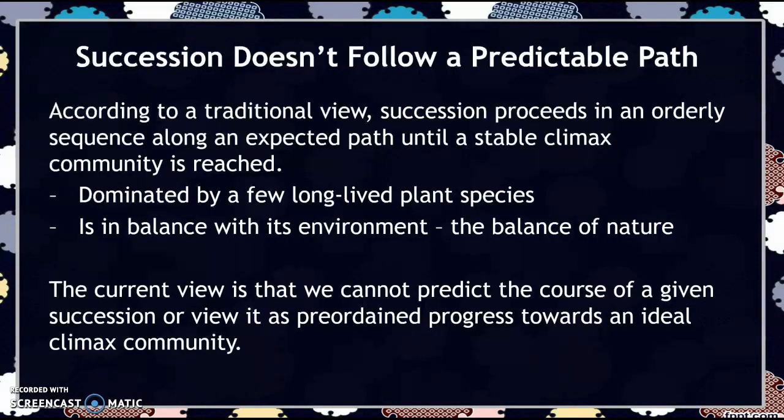So according to our traditional view, succession proceeds in an orderly sequence with a long and expected path until we get this stable climax community. This climax community is dominated by a few long-lived plant species, and when we have this balance of nature, or it's in balance with the environment, that's when it's done.